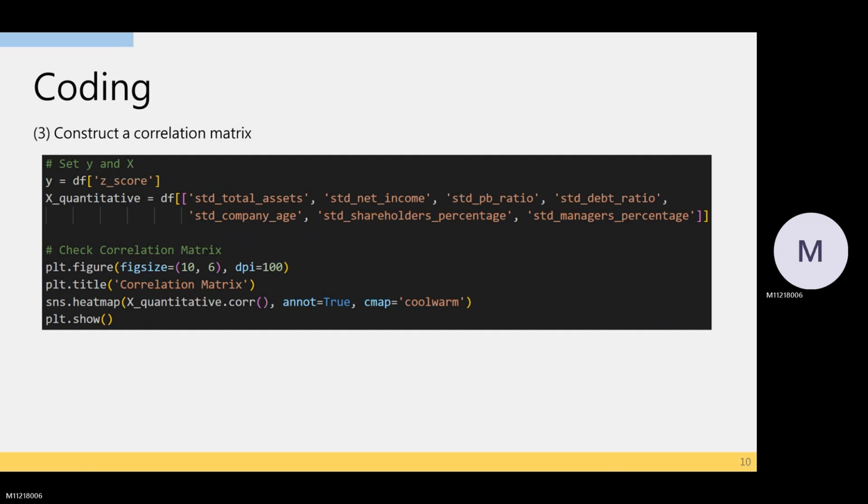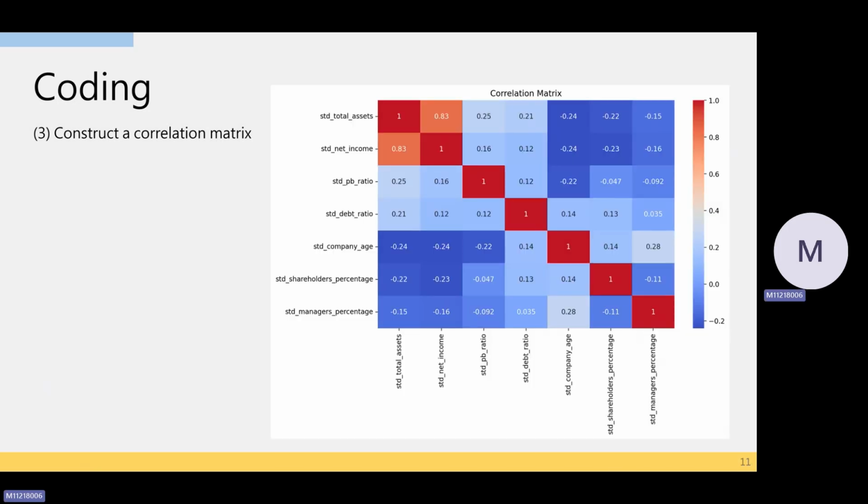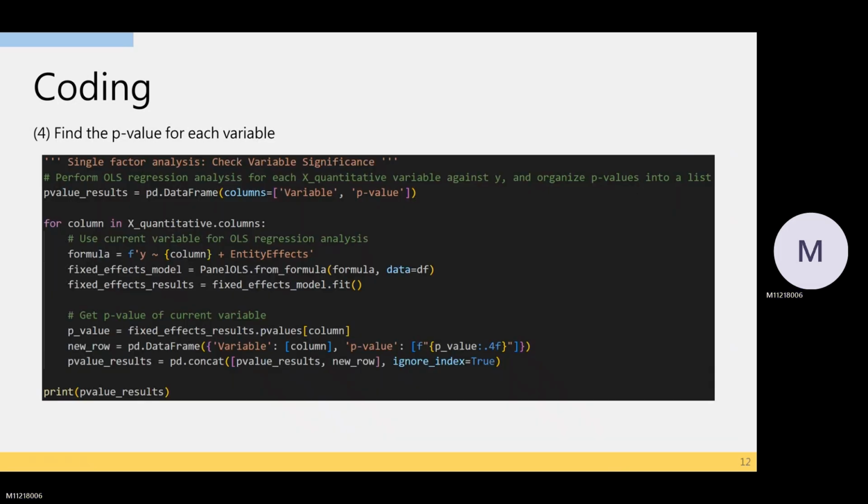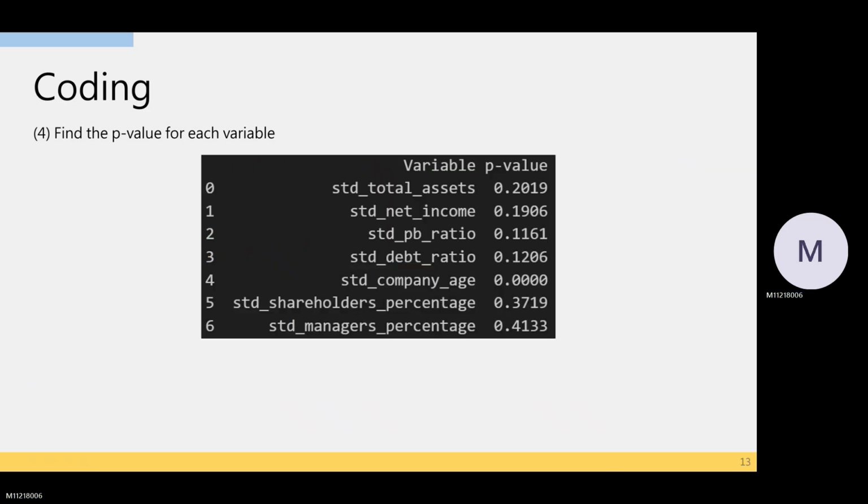And then we construct correlation matrix. We generate a matrix to visualize the relationship between variables and identify any potential multicollinearity. And here it is. We can see the net income and the total assets has a high correlation. So we will only choose one between the two variables. And then we will calculate p-values. We will compute p-values for each variable to assess their significance in predicting the dependent variable. And this is the result. As we can see, the p-value all less than 0.05.